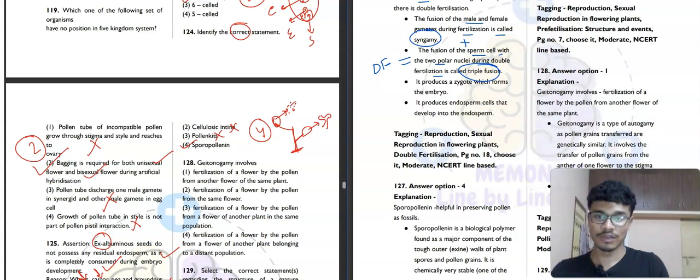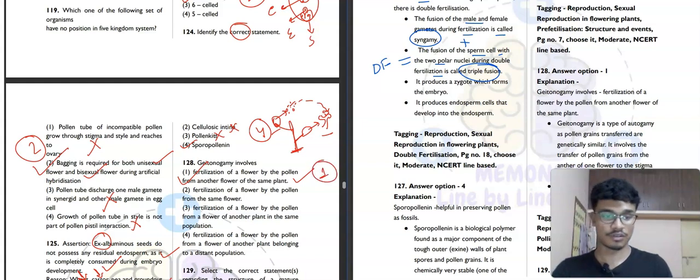So when this pollen falls on this stigma, if this is the same plant, it will be compatible. So this process is fertilization of a flower by pollen from another flower of the same plant. The plant is the same. It is called geitonogamy. So the first option will be our correct answer.